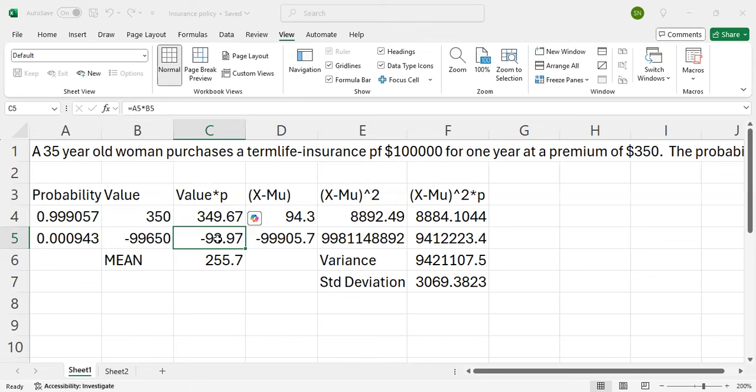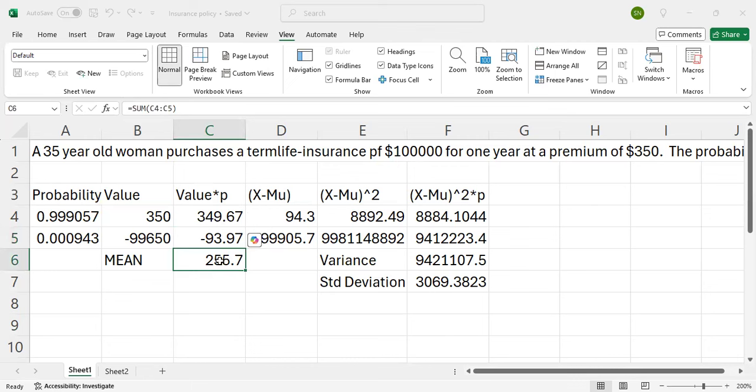How did I get that? 100,000 minus 350 is 99,650. Negative sign, why? Because it's a net loss for the insurance company. And then I multiply it with the corresponding probability to get that figure minus 93.97. Then I add the first row and the second row, row 4 and row 5, to get the value times P added for the two rows to get the mean value.